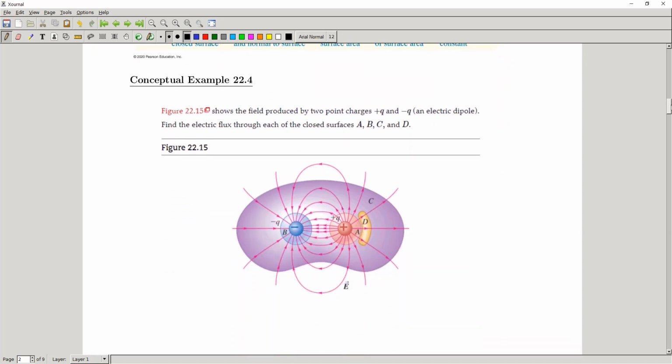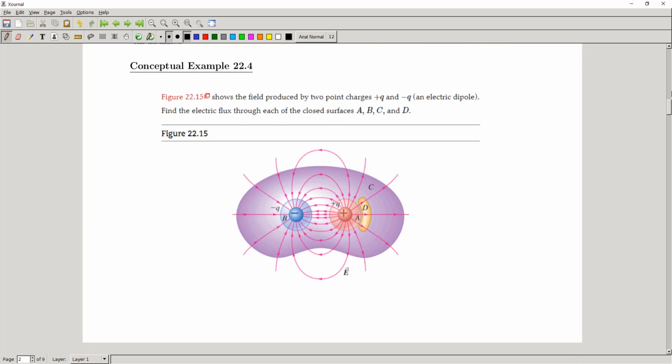Okay, so the textbook finishes off section 22.3 with this conceptual example 22.4. Let's take a look at that. What do we have here? We have a dipole, with our positive and negative charge, and we enclose it in a number of different Gaussian surfaces. I just used the term Gaussian surface. When we're talking about Gauss's law, we use the word Gaussian surface to mean our closed surface. So a Gaussian surface is just a closed surface that we're using in Gauss's law.